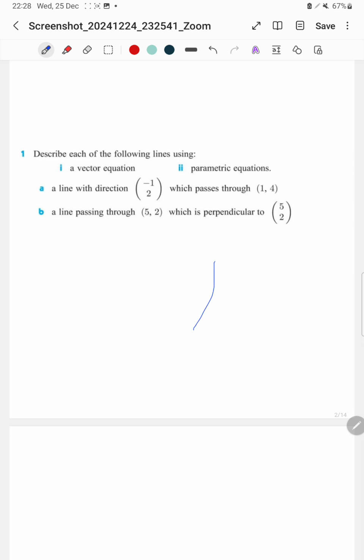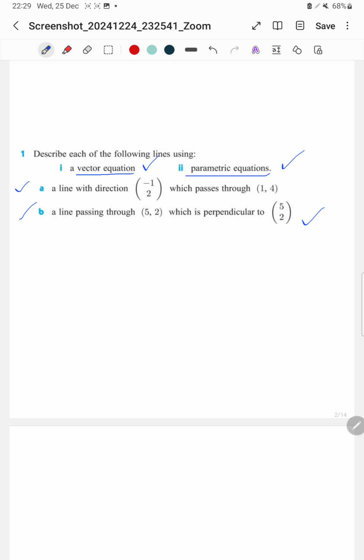So here is the first question. The question is, describe each of the following lines using vector equation and parametric equations. So here we have two questions. I will be going to explain one of these questions. The first question is a line with the directions -1, 2 and which passes through 1 and 4. So I will be solving the first question with the vector form. You will be doing the parametric form for this one. And for the second question, I will be doing the parametric equation. The vector equation you can do.